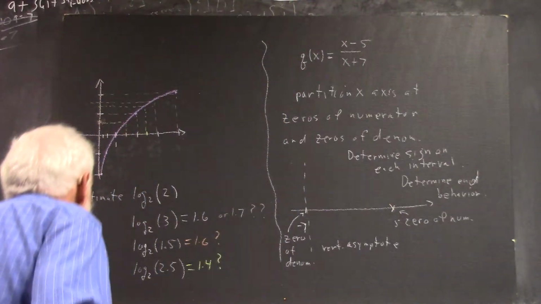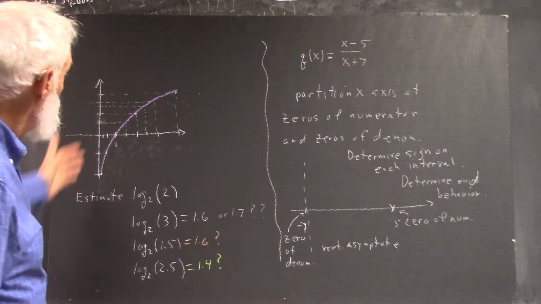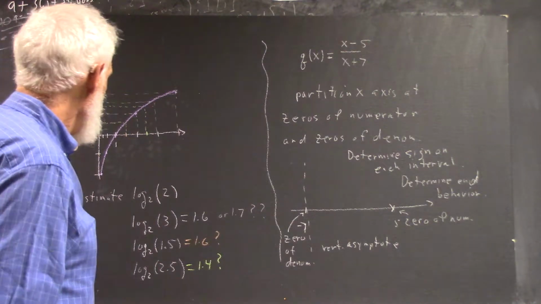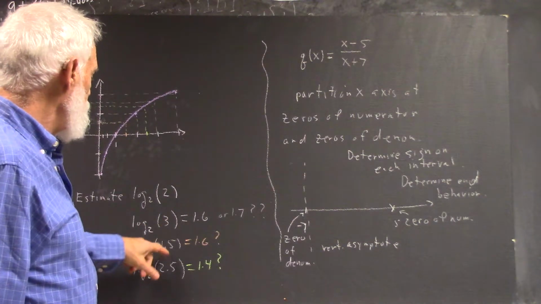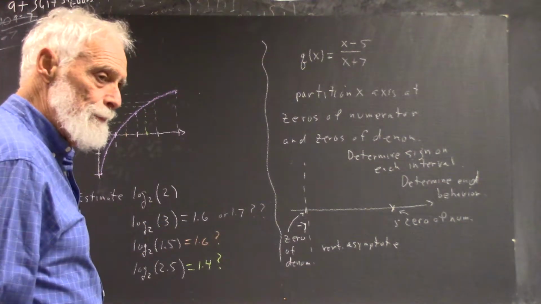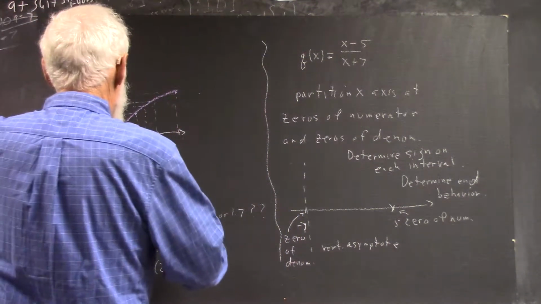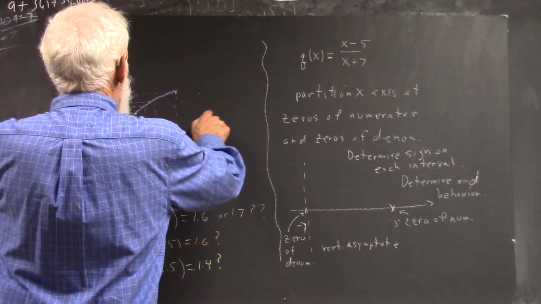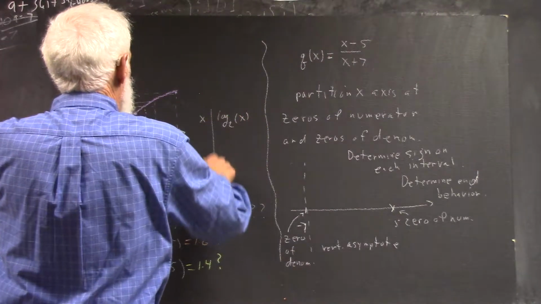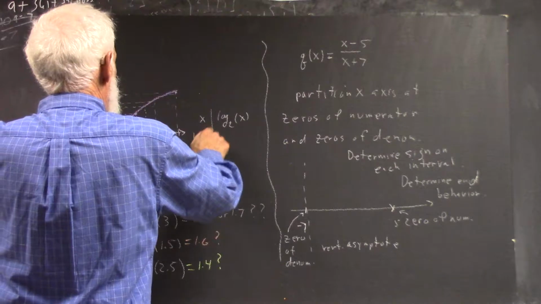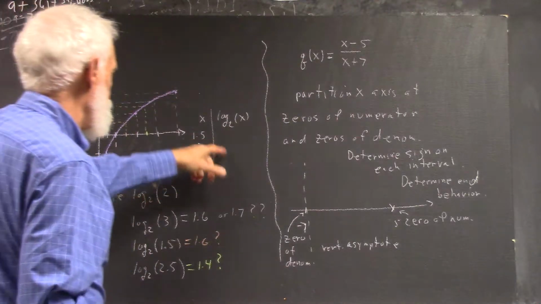Now, another thing we looked at is just estimating a table of logarithms from a good graph of the log function. So we want to estimate log base 2 of 2, log base 2 of 3, log base 2 of 1.5, log base 2 of 2.5, and that would actually give us numbers to put in the table. So we have 1.5, 2, 2.5, 3. We want to see the logs of the base 2.